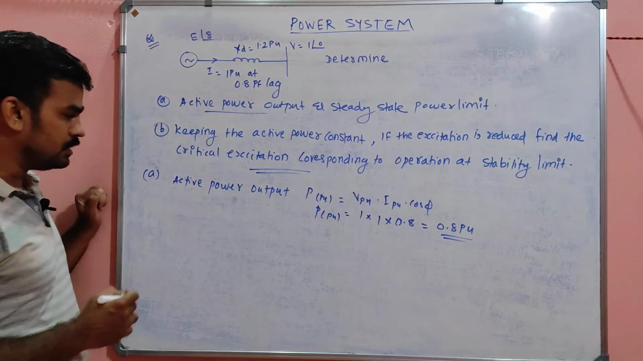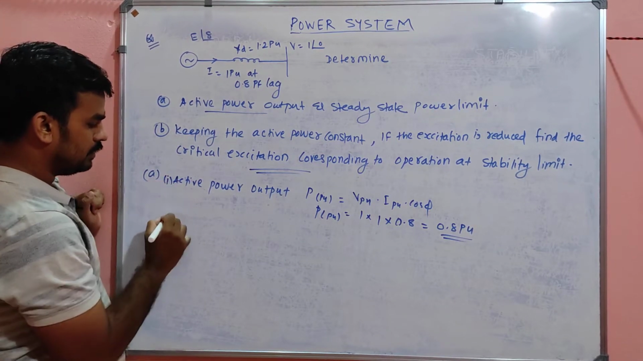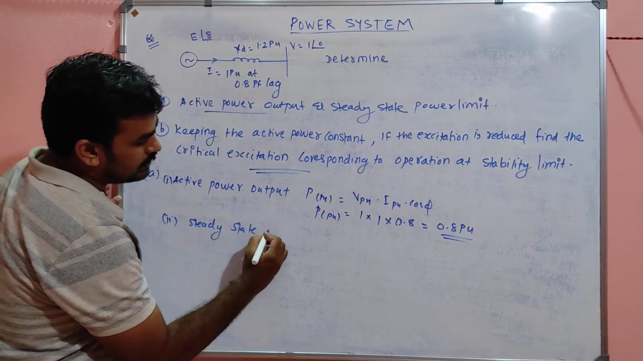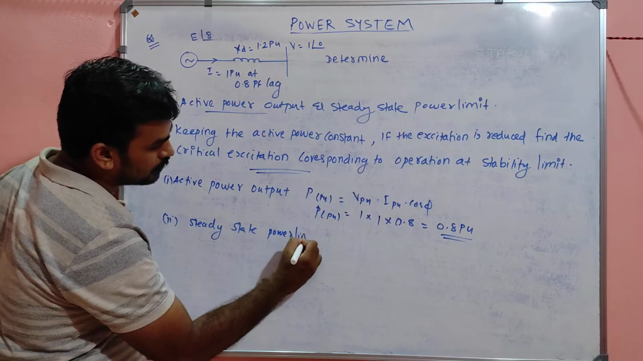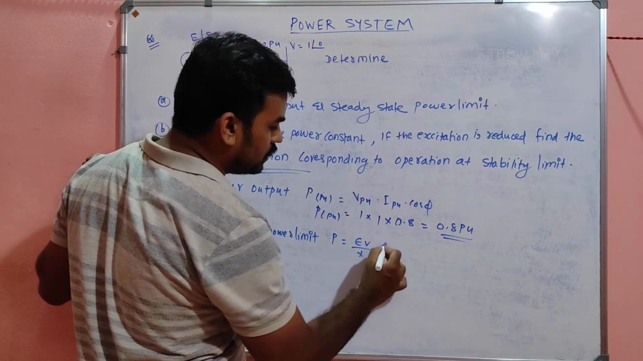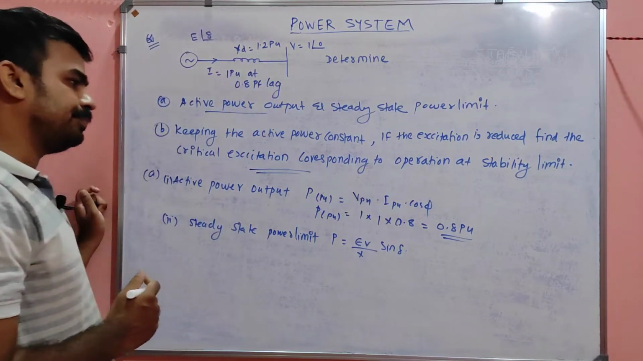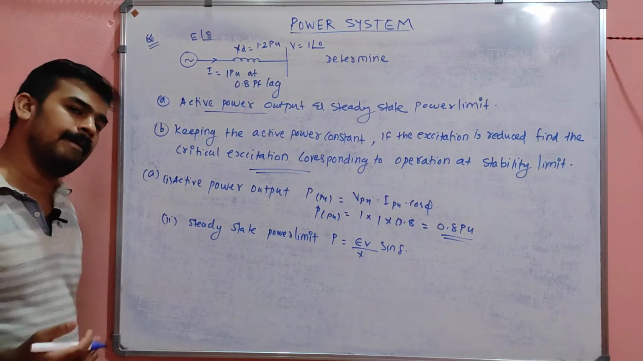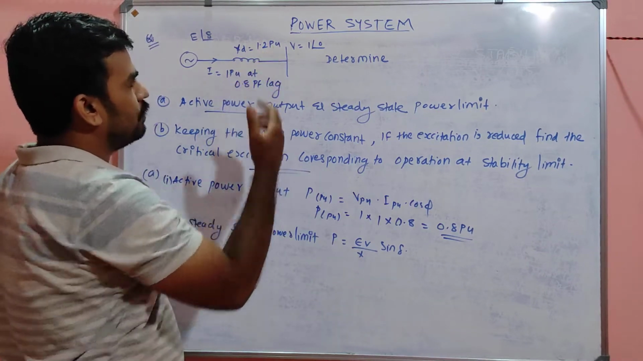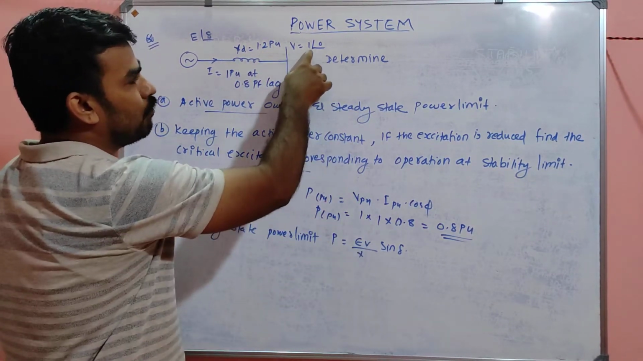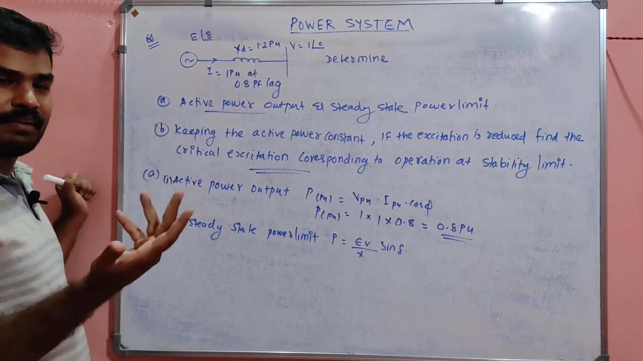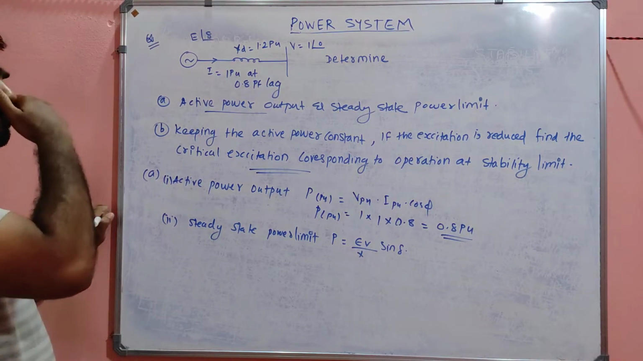And the steady state power limit. This is the sub part and this is the next. The steady state power limit is P equal to EV divided by X into sine del. So what are the unknowns here? X is given, 1.2 per unit, that is no problem. V is given as 1 angle 0, that is also no problem. But E and del we don't know, right? How can we find that?